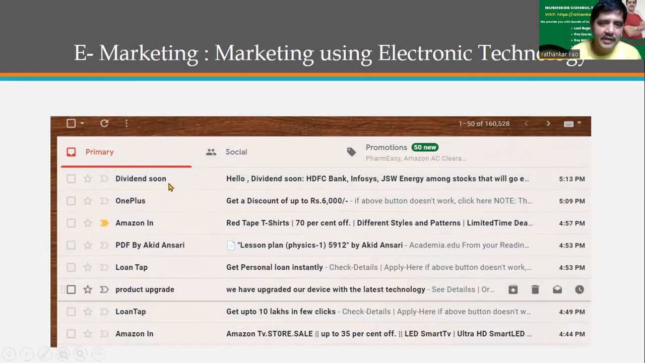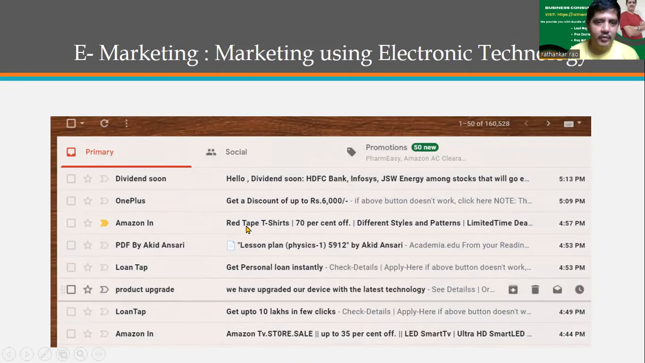Now you see dividend soon, HDFC Bank, Infosys, JSW Energy. So this is something about the stock market. Now he is advertising saying that if you invest into these stocks, you will get a dividend. So this is an advertisement once again.